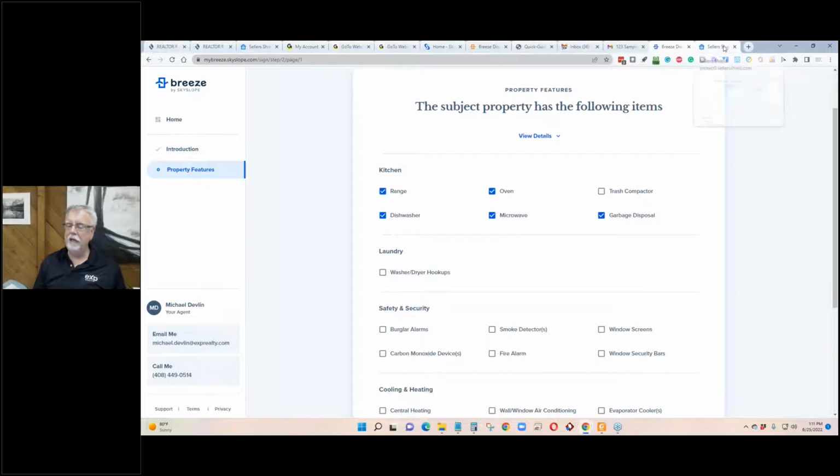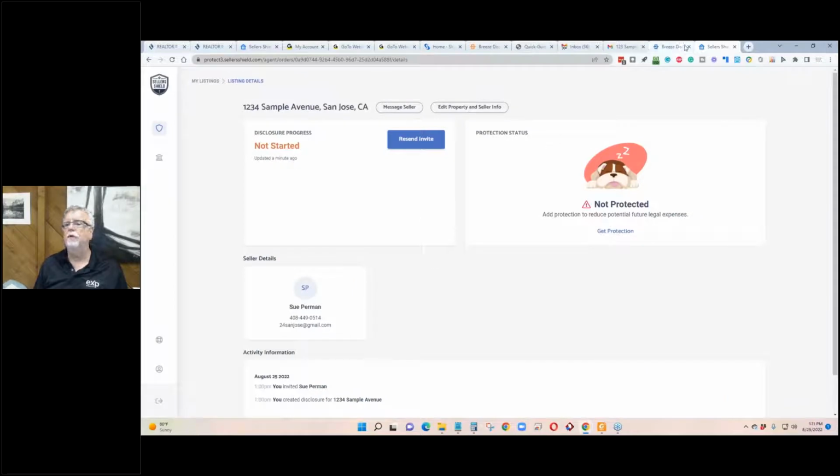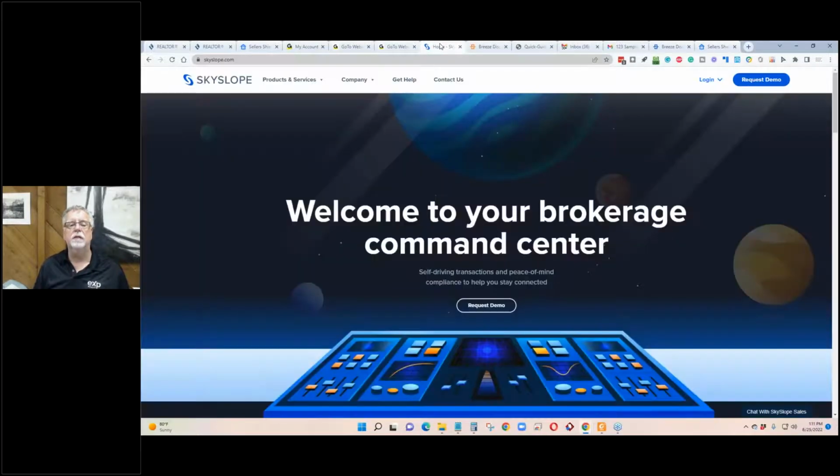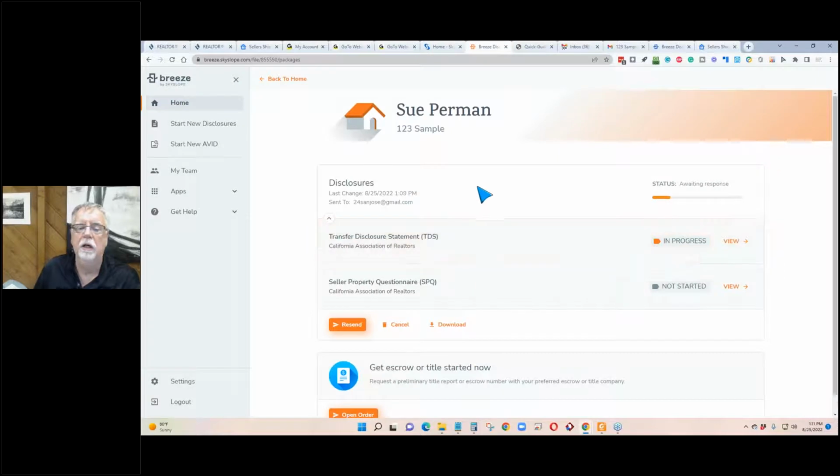Is Breeze free? I believe it might be. Breeze might be free, but certainly if you're with like EXP, we use SkySlope for our transaction coordination, and therefore we have access to this, and it works really well, and doesn't have all the upsells, nice interface, and it connects to all the different documents that you need. All right. So how are we doing? All right, a couple more things.